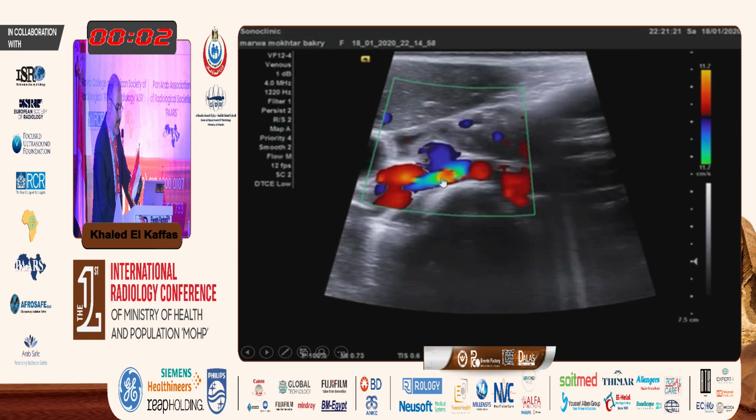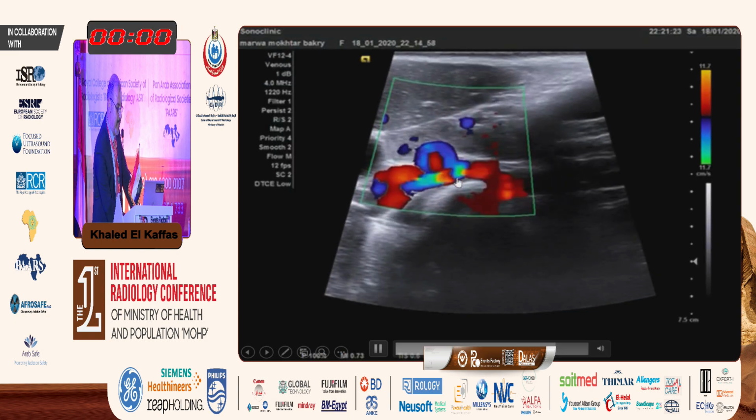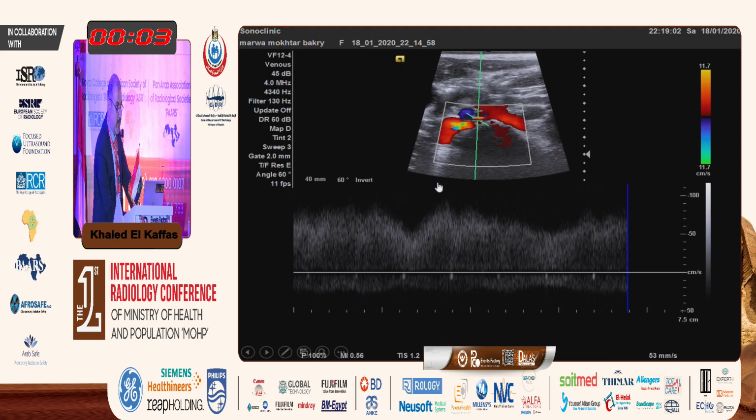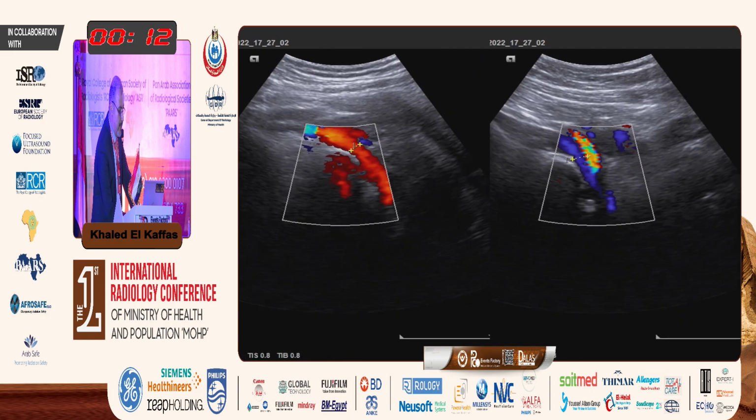Video showing this effect, aliasing and high velocity at the site of crossing. Also, by using pulsed Doppler, you can see here very high velocity. It's like an AV fistula due to the compression of this vein. Here is a reversal of flow of the left renal vein.